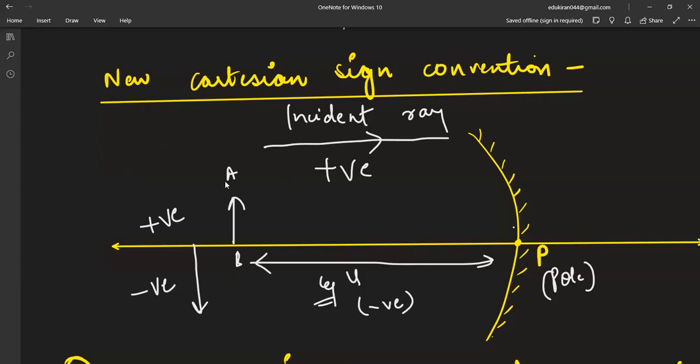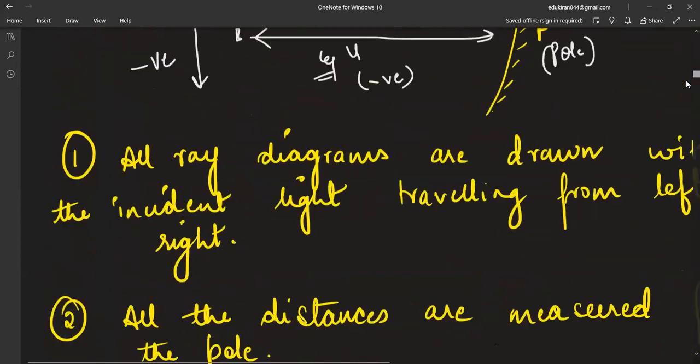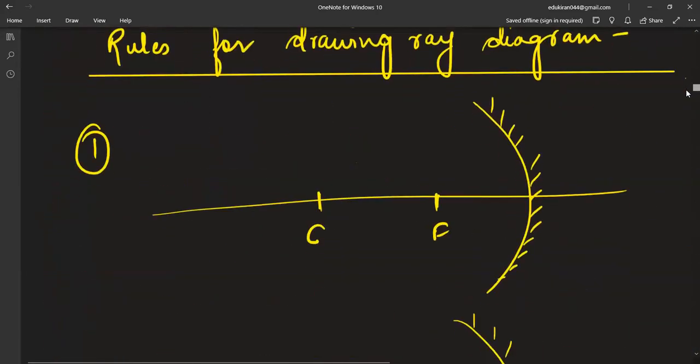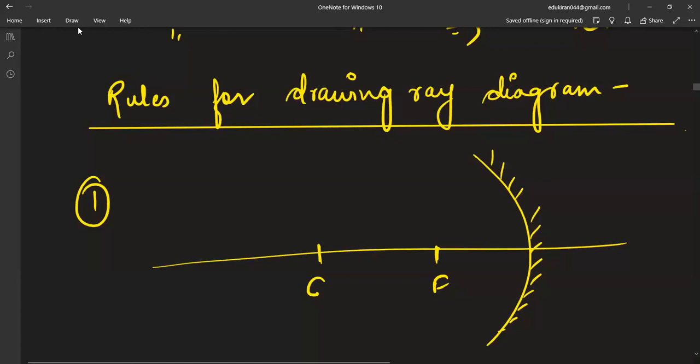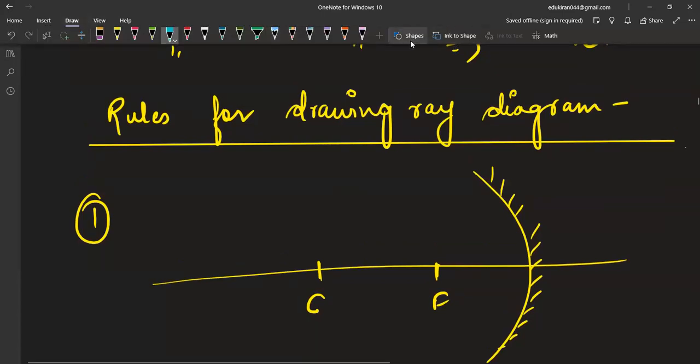When an object is present, if it is kept above the principal axis, its height is positive. If it is kept below the principal axis, it is negative. Fine. These are the new sign conventions. I think you people wrote this. So we have to start with the rules for drawing ray diagrams. The basic rules for drawing ray diagrams we have to understand.